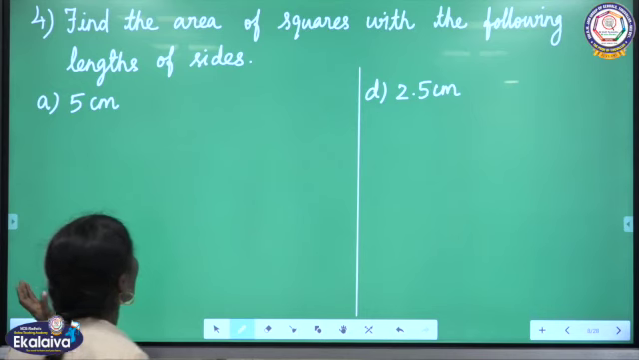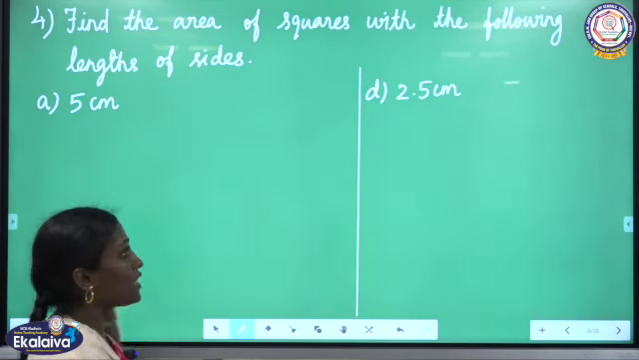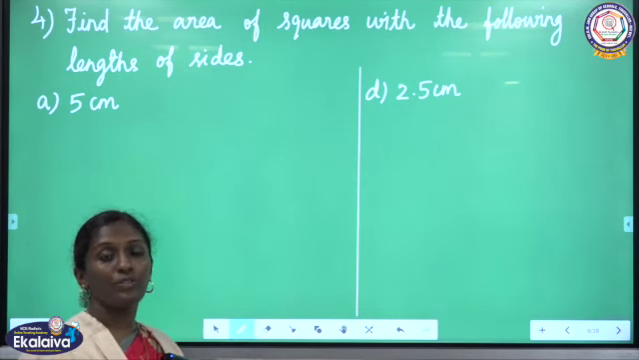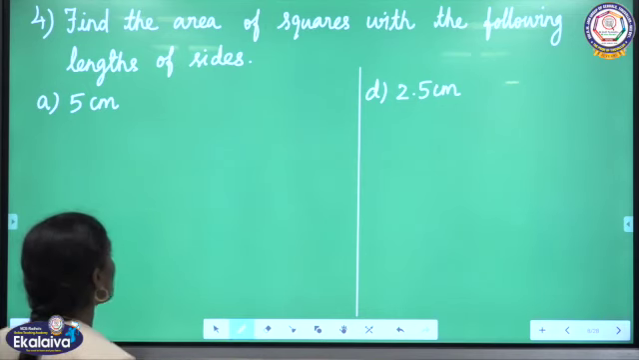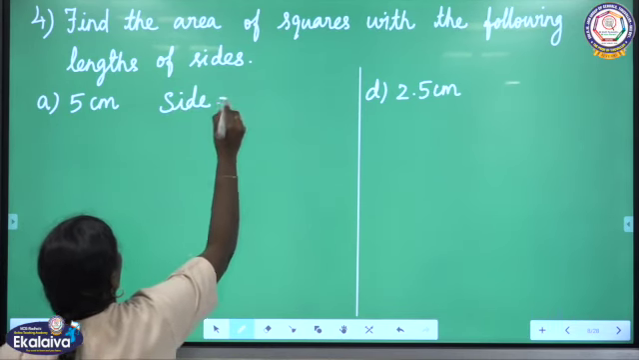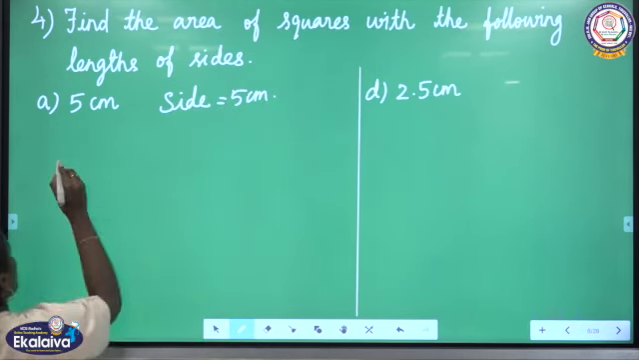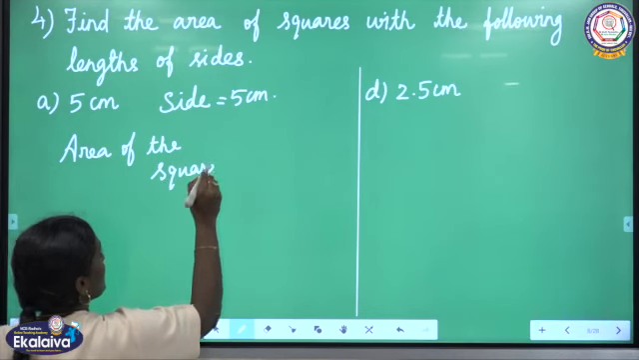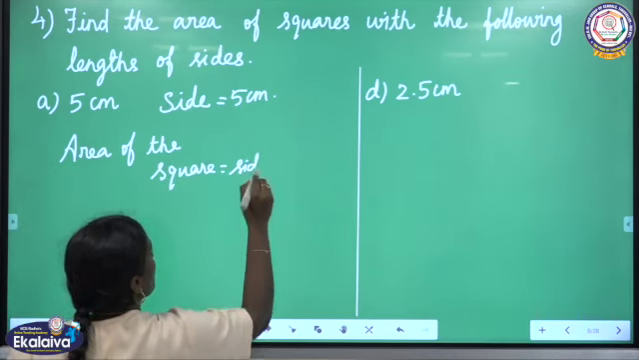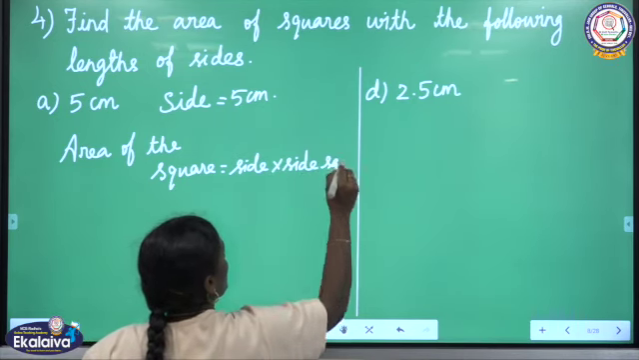The next one, find the area of the squares with the following length of sides. Side of the squares are given. We are going to find the area of the squares. Okay. So here side is equal to 5 centimeter. What is the formula to find the area of the square? Area of the square is equal to side into side square units.